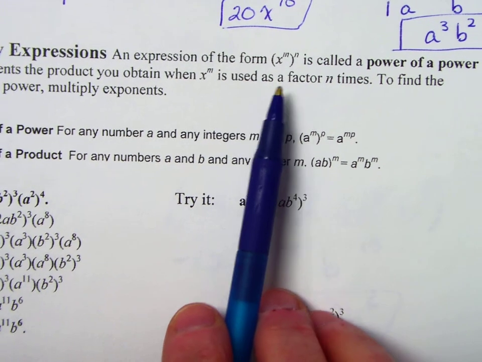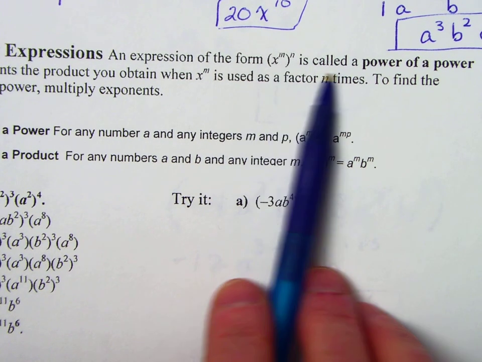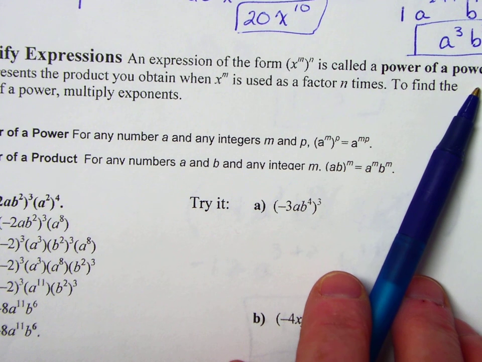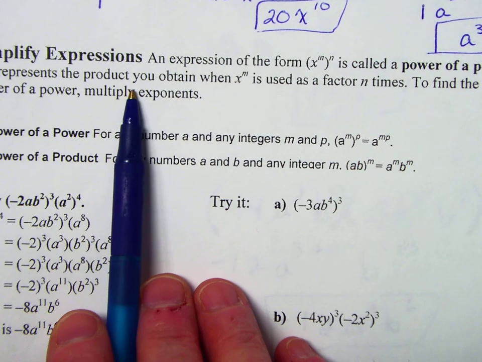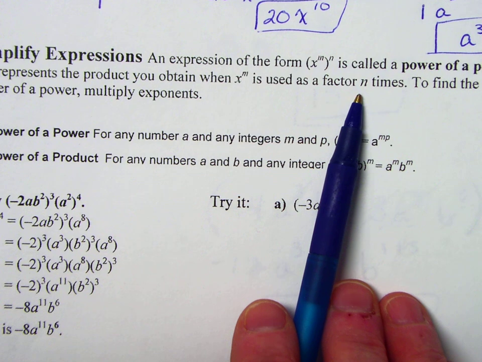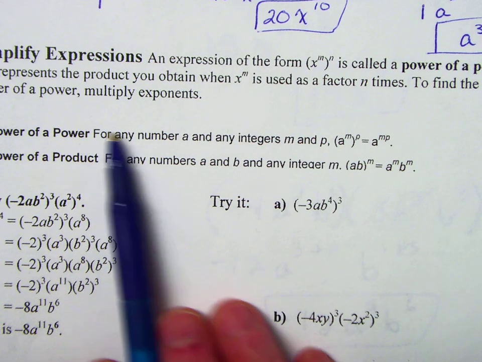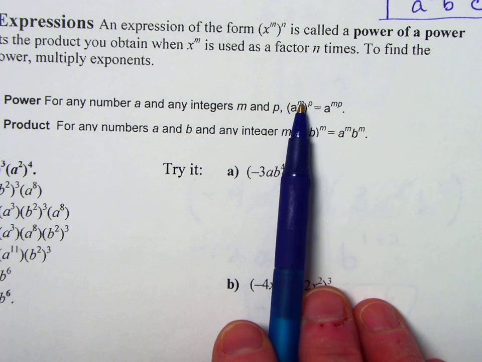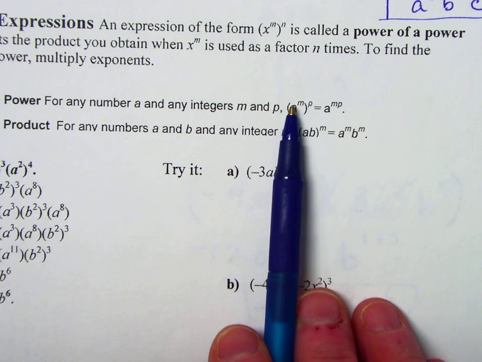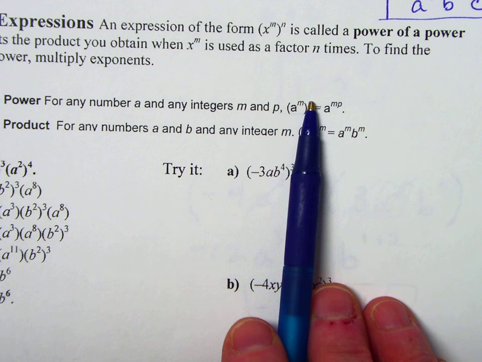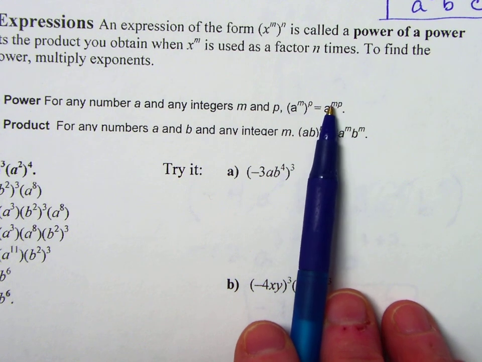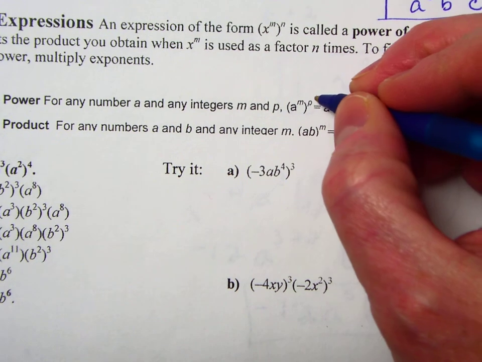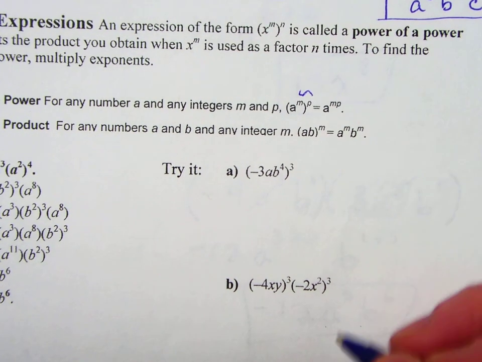So it says an expression in the form x to the mn is called a power of a power. I often call it a power to a power, okay? And so what you're going to do is multiply these two exponents together. And you can see here what it would look like if you had a to the m power, so some number raised to a power, and then that product of those guys was raised again. See how they have the m and the p side by side? Side by side means multiply, right? So what they really did was multiply these two exponents together.